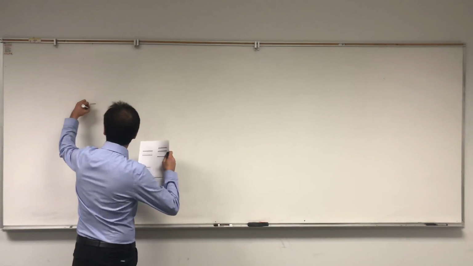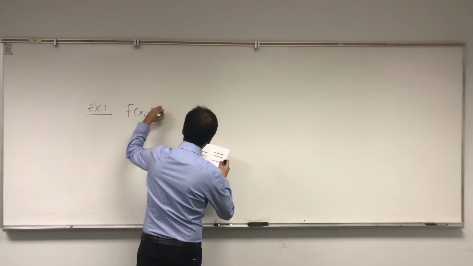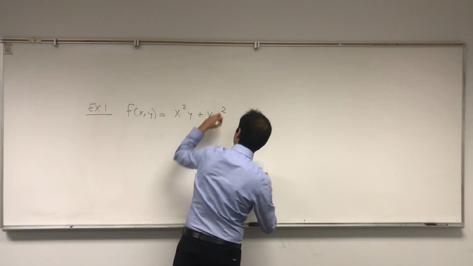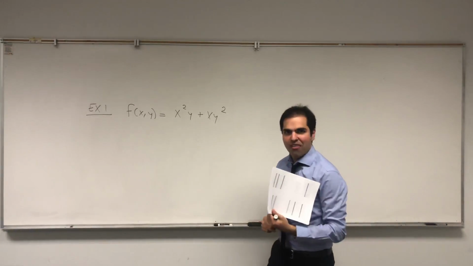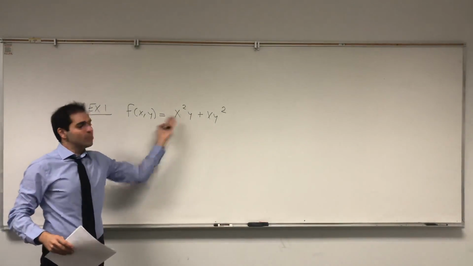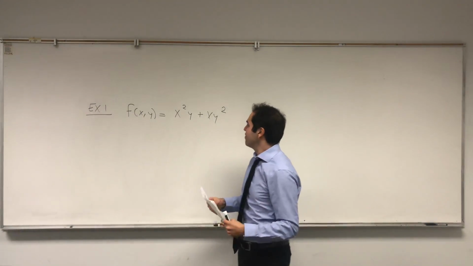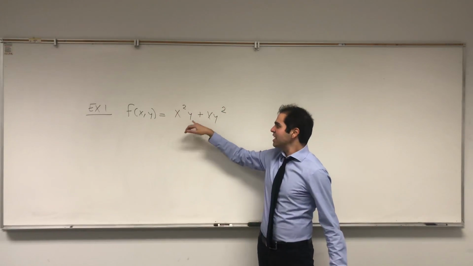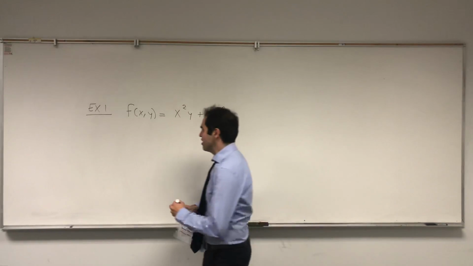So, consider the following function. The function f of x y, which is x squared y plus x y squared. And our goal is to find the derivative of f, whatever that means. Now, the issue is f depends on two variables. So you might say there's no way to find a derivative, but yes there is, provided that you differentiate with respect to each variable separately. And that is what's called a partial derivative.